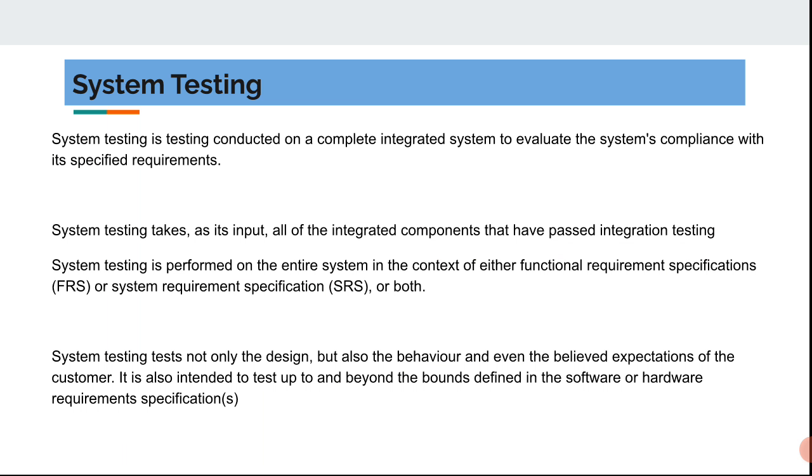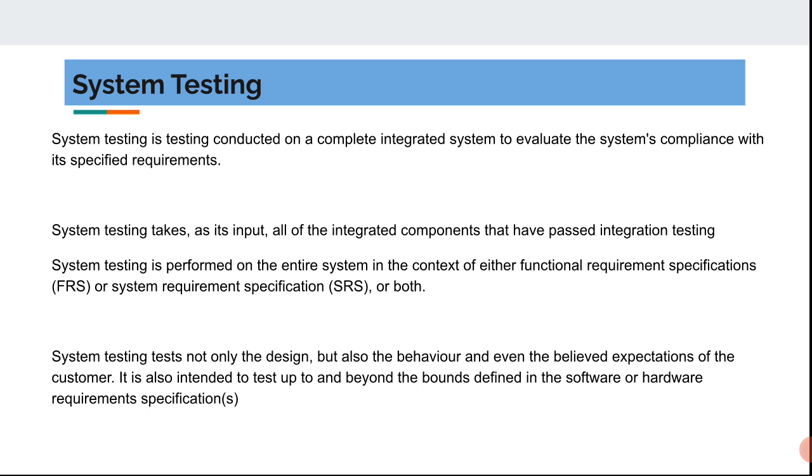So in system testing, we take the system, we give the input to all the integrated components, and we check whether they give us the output or not. System testing is performed on the entire system in the context of either functional requirement specifications, or FRS, or system requirement specification, or both. So in system testing, we test the functional and non-functional requirements.